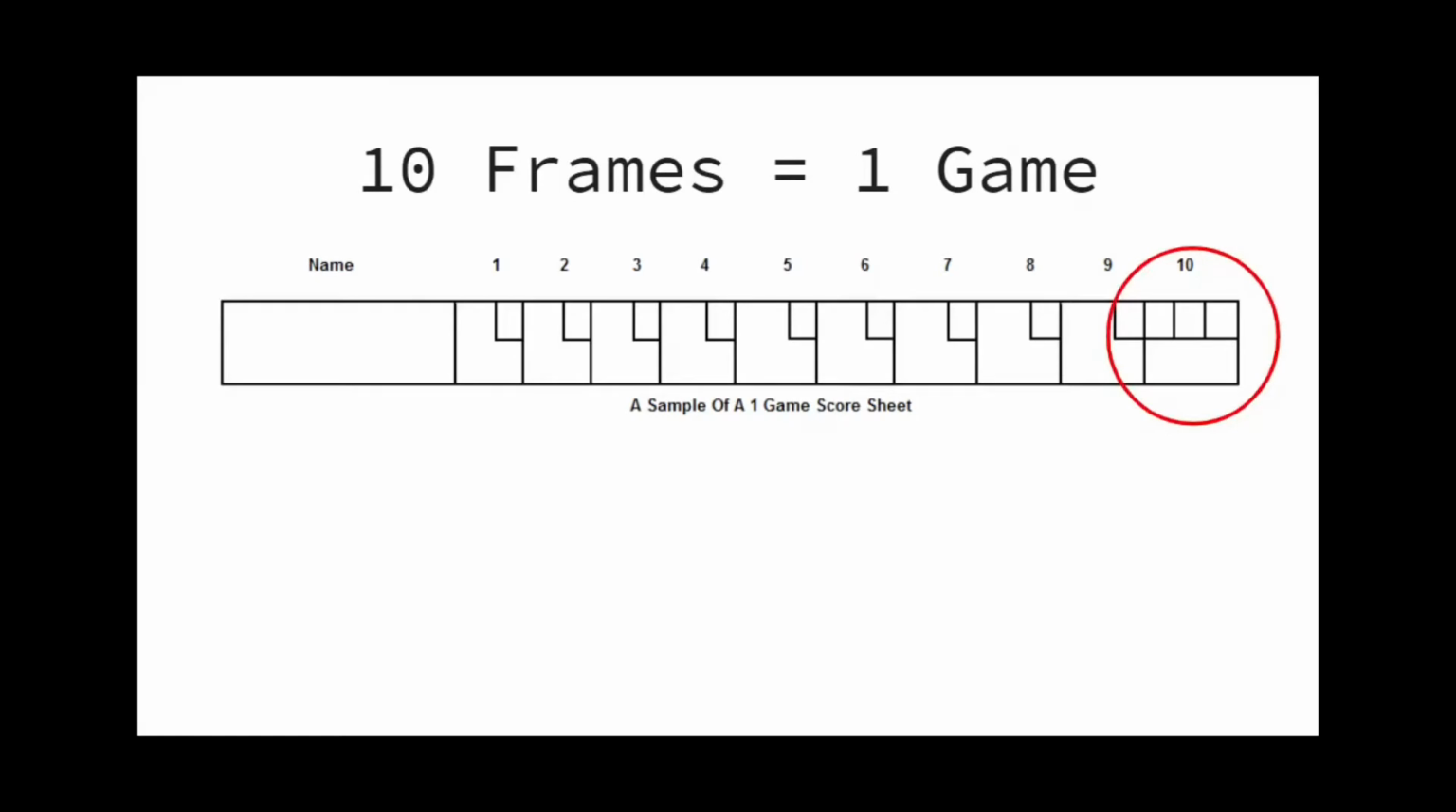You might notice that the 10th frame looks different from the other 9 frames. That's because in the 10th frame, you have the opportunity to earn a bonus roll. If you get a strike or a spare in your first 2 rolls of the 10th frame, you earn a bonus 3rd roll to finish up your game. If you do not get a strike or a spare, you do not get the bonus roll and your turn would be over, or your game would be over.